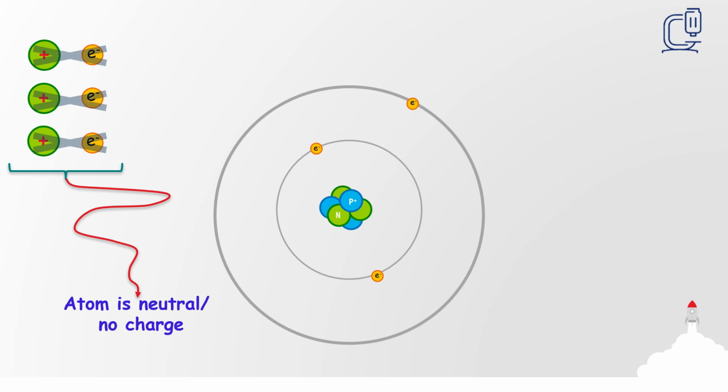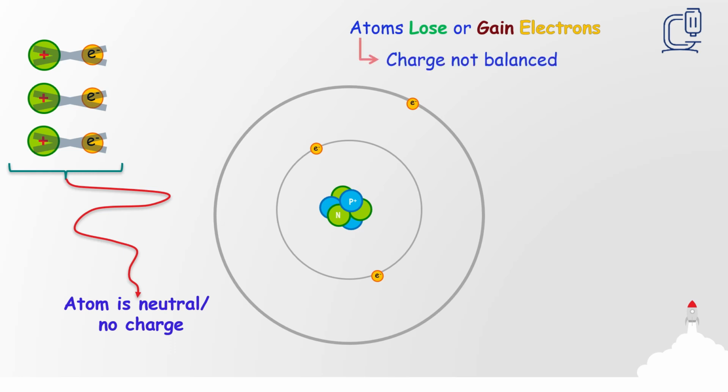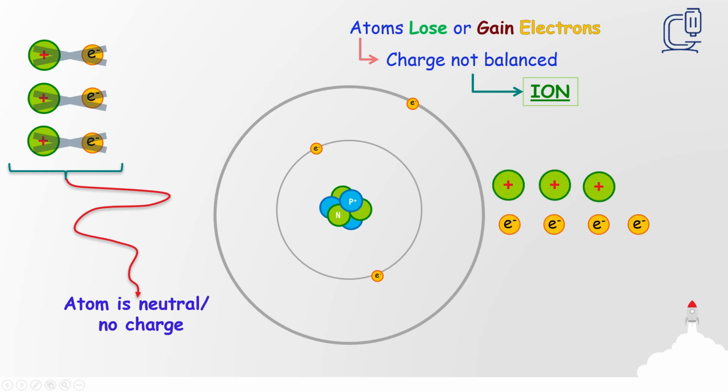Will it lose its charge balance? The answer is yes. When atoms lose or gain electrons, the atom loses charge balance. When this occurs, we call this an ion. Ions are electrically charged particles formed when atoms lose or gain electrons. Let's take an example. If we have an atom with 3 protons, but it now has 4 electrons, we can cancel out 3 protons and 3 electrons. However, we have 1 extra electron.